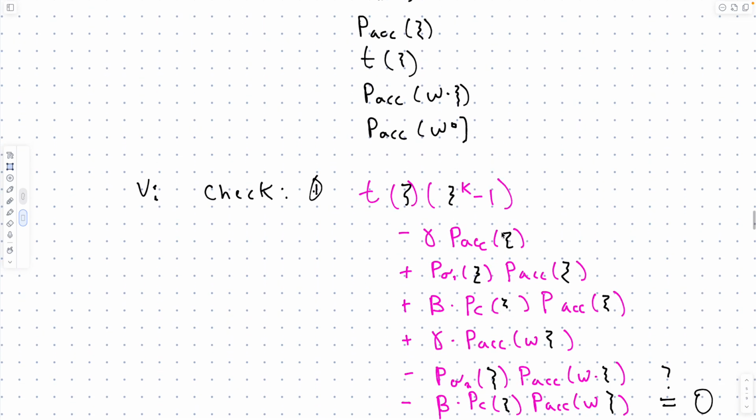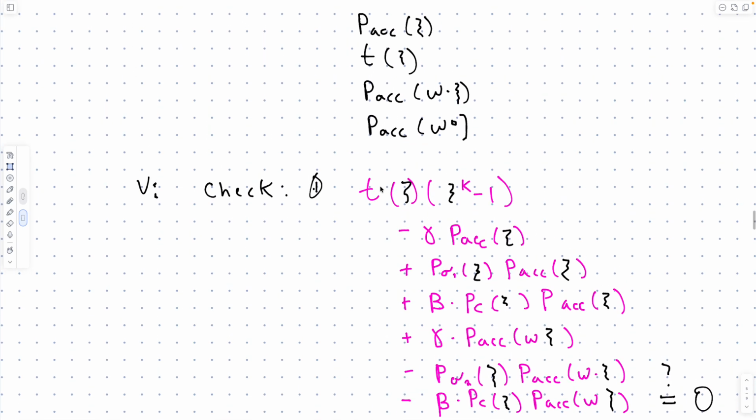Okay. Then what the verifier will do is they'll check. They now know t of zeta. They can compute zeta to the k minus 1. k is known. They know what gamma is. They were given the opening of the accumulator at zeta. They have the opening of all of these. You can go through. They have it at omega zeta.